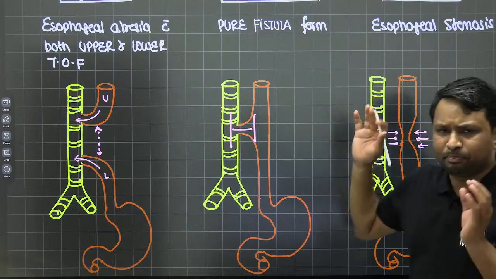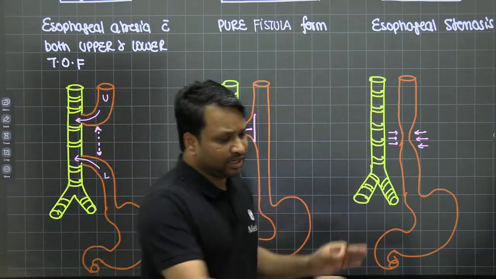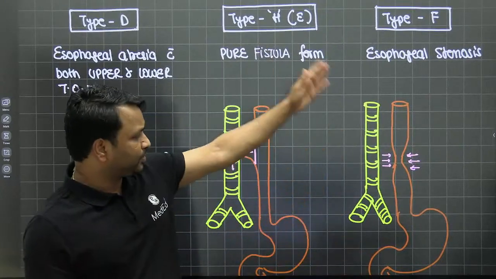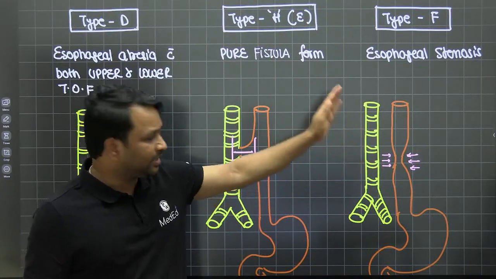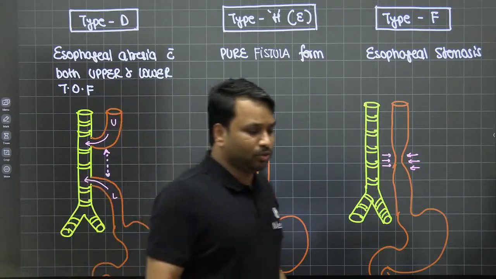H variety is a pure fistula form. There is no atresia. And the last variety, the F variety, which we call the stenosing variety: there is no fistula, there is no atresia, but there is narrowing, right?